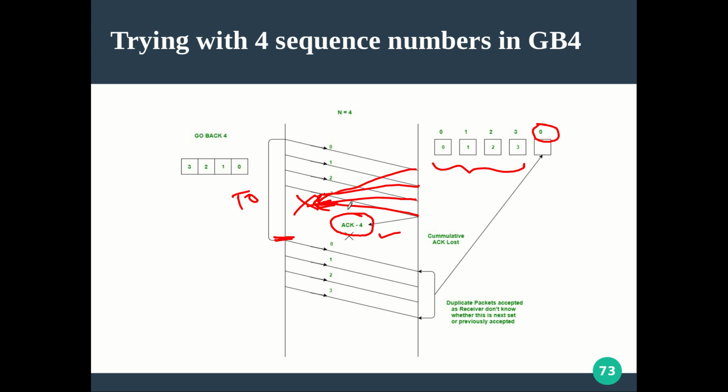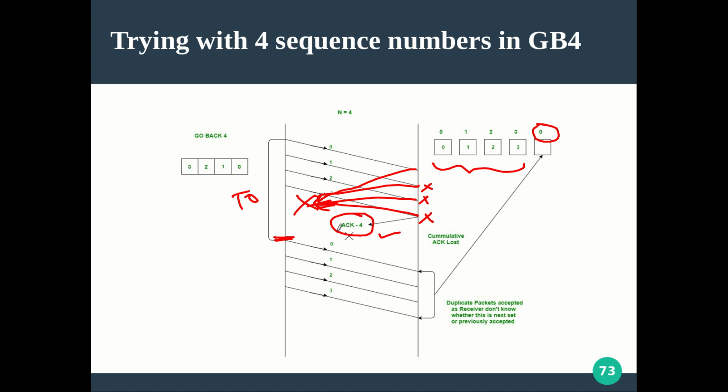But from the sender's point of view, the sender doesn't know whether it is data lost or acknowledgement lost. So what the sender has to assume, the sender will be assuming that the data is lost, right? Because the worst case it has to assume. So if this particular 0th frame is lost, definitely the receiver is going to discard all the subsequent frames, right? So when it is going to discard all the subsequent frames, what will happen? The sender is supposed to transmit all others.